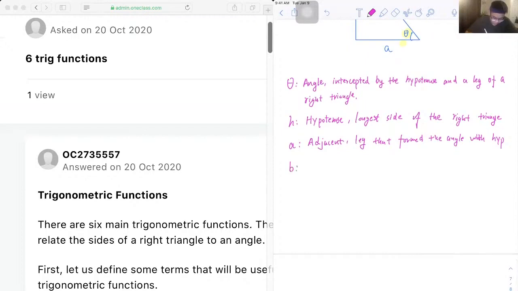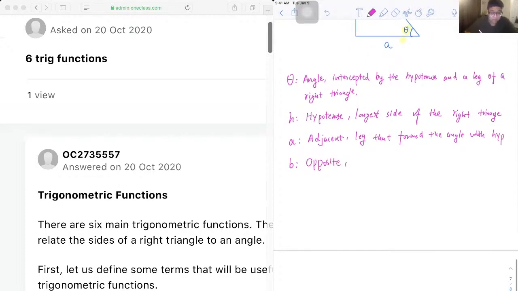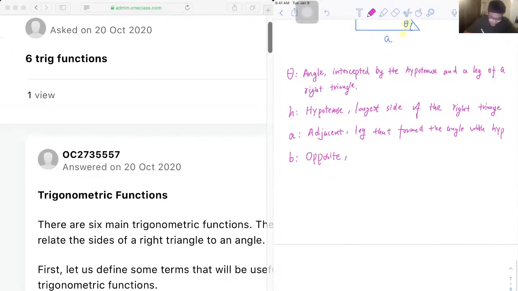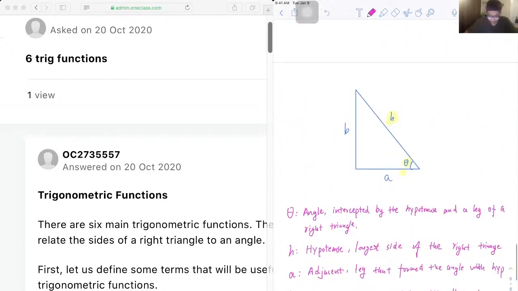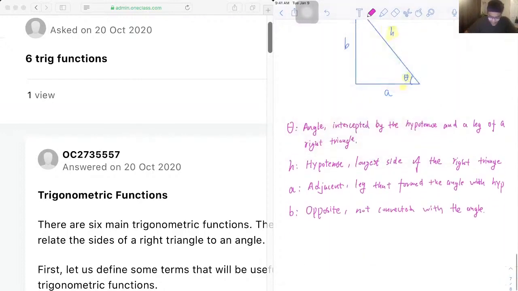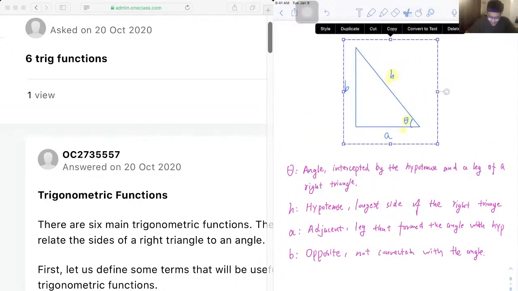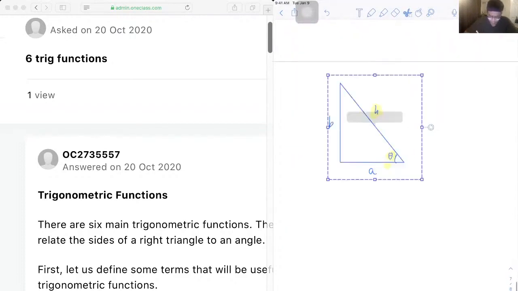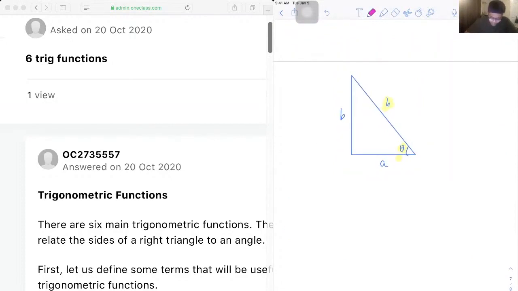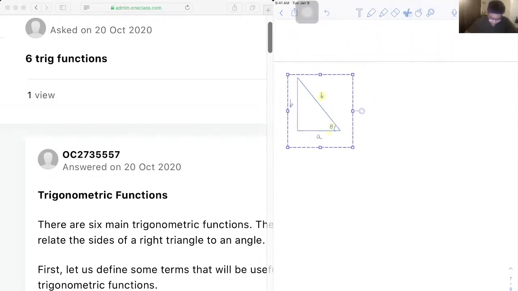And last we have our B, which is opposite side. So this leg is not connected with the angle. All right. Okay. So let's go back to our 6 trig functions. And let's just copy down the graph to the next page. Put it on the side.